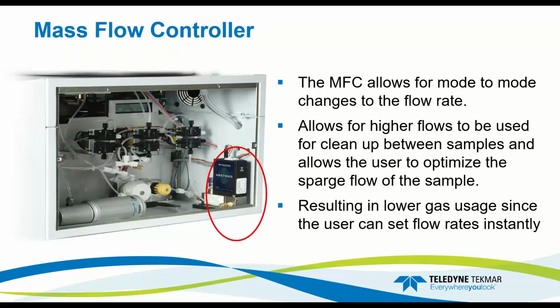As I spoke about before, the MFC allows for mode-to-mode changes of the flow rates. What does that mean? That means faster. It's going to run the sample quicker. It allows for higher flows to be used to clean between samples, so that helps us reduce our carryover. And it also will turn off if the system is in standby, so you're not utilizing gas as it's flowing through the system when it's not being used. It's actually turned off and stopped at that mass flow controller until you click ready on the system itself.